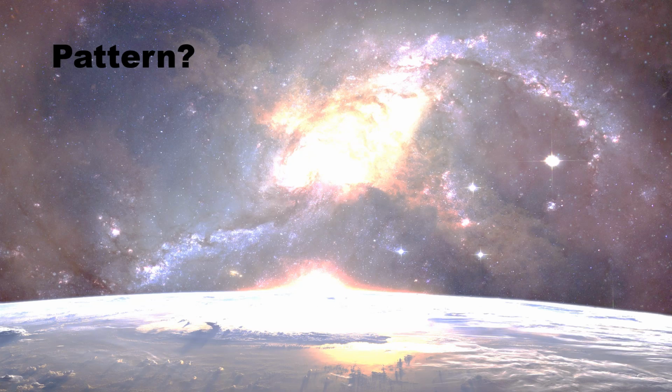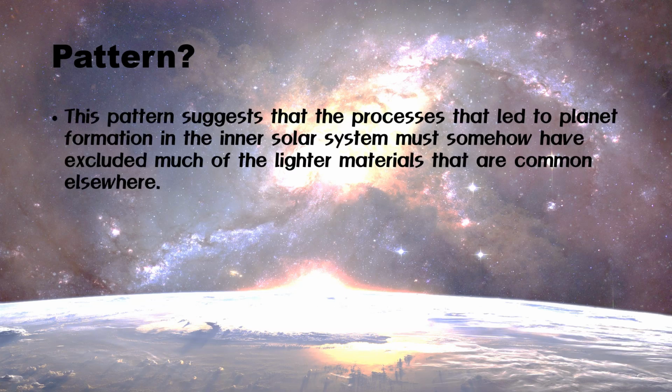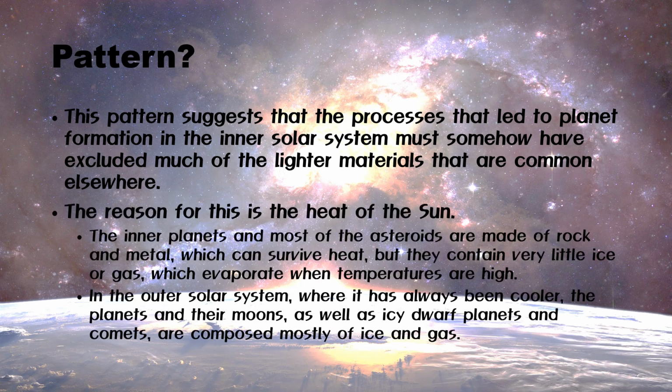So what's the pattern here? Well, this pattern suggests that the process that led to planet formation in the inner solar system must somehow have excluded much of the lighter material that is common elsewhere. The simplest reason for this has to be the heat of the sun. The inner planets and most of the asteroids are made of rock and metal, which can survive heat, but they contain very little ice or gas, which evaporate when temperatures are high. In the outer solar system, where it has always been much cooler, the planets and their moons, as well as icy dwarf planets and comets, are composed mostly of ice and gas.